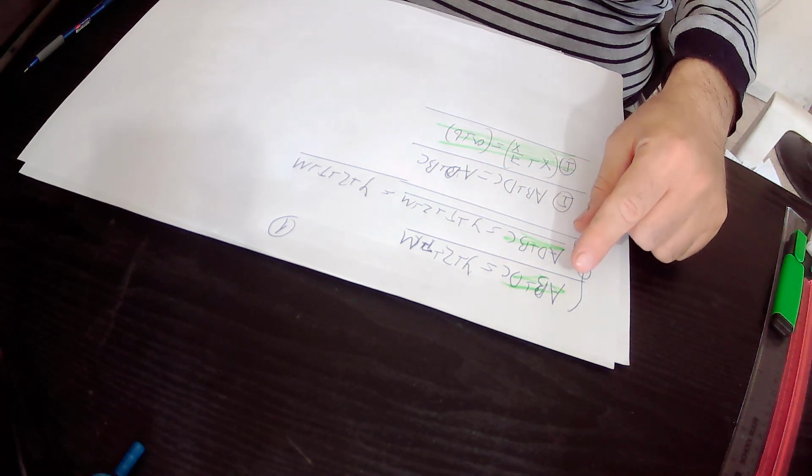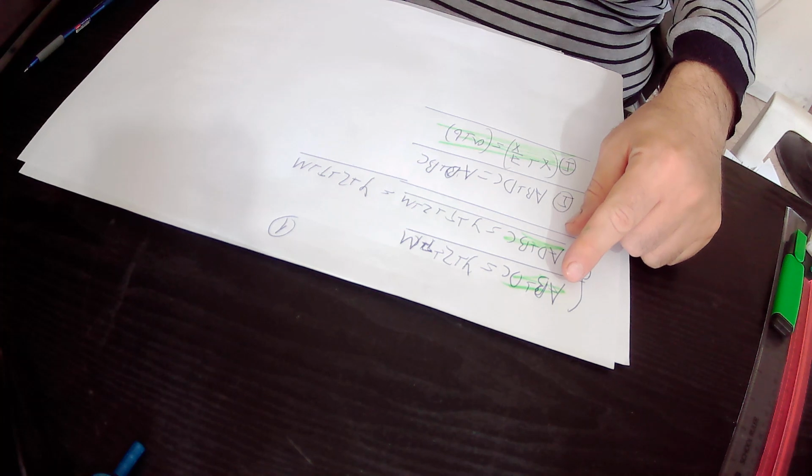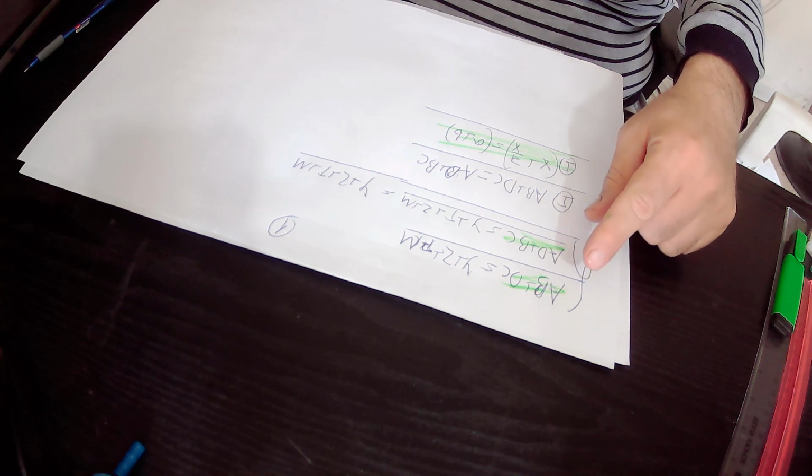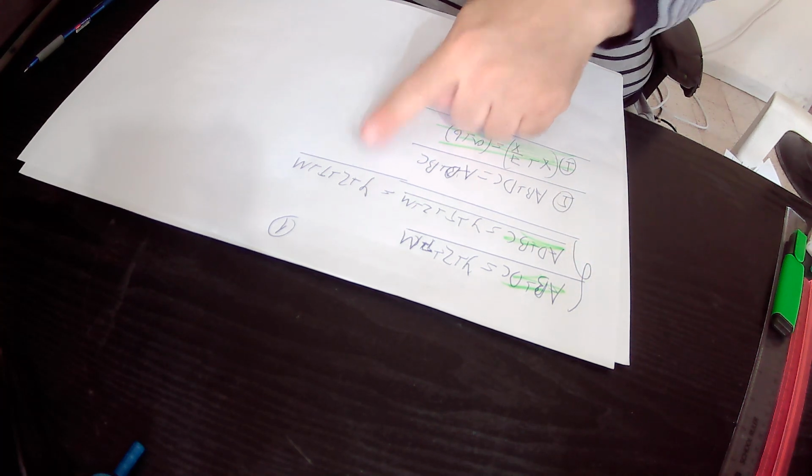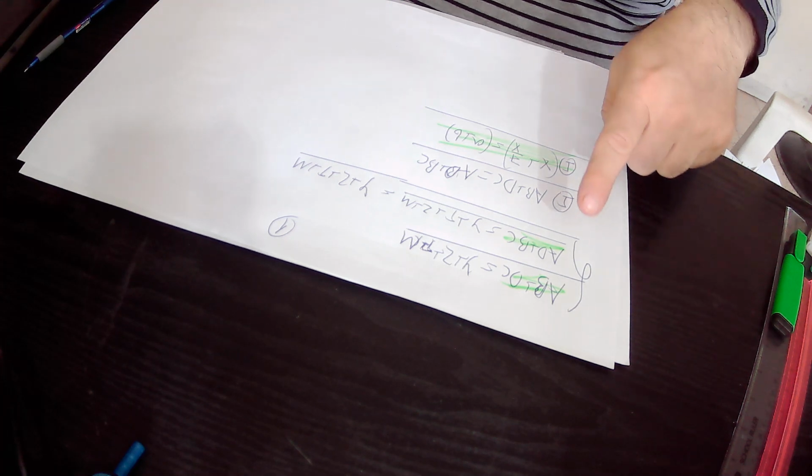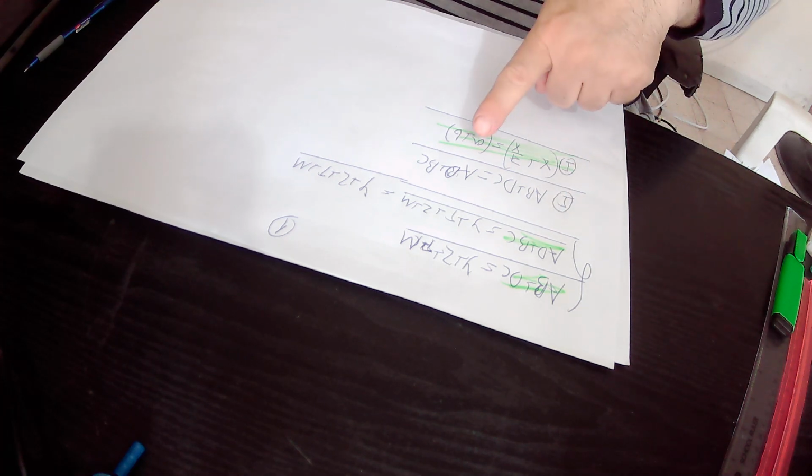So those two expressions in the green color are both equal to the same third expression, and therefore they are equal to each other. That is to say, AB plus DC equals AD plus BC.